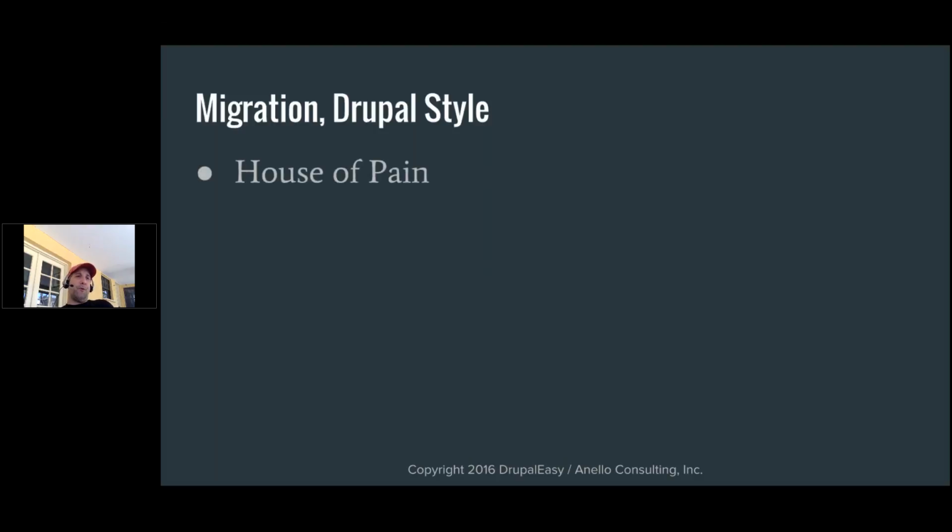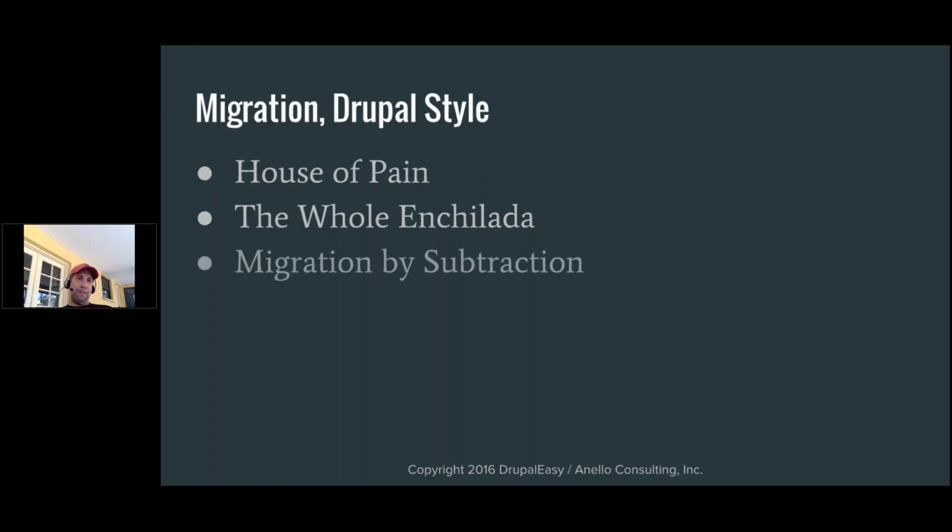Okay, so let's talk about those 4 general ways of getting data in. I've given them fun names. We have House of Pain, and we're going to go into details into each of these in a second, the whole enchilada, migration by subtraction, and then migration satisfaction.